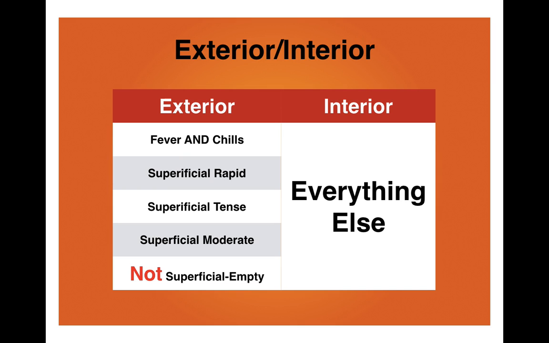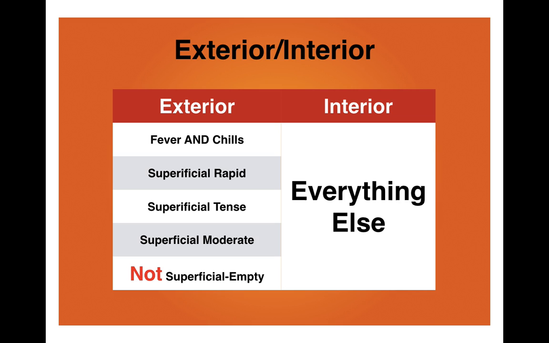So with exterior, there's a few things that you absolutely have to have. You have to have fever and chills, first of all. That's not alternating fever and chills, but at the same time, simultaneous fever and chills. We have to have a superficial rapid pulse. We have to have a superficial tense pulse, or sometimes even superficial moderate might show up as well.